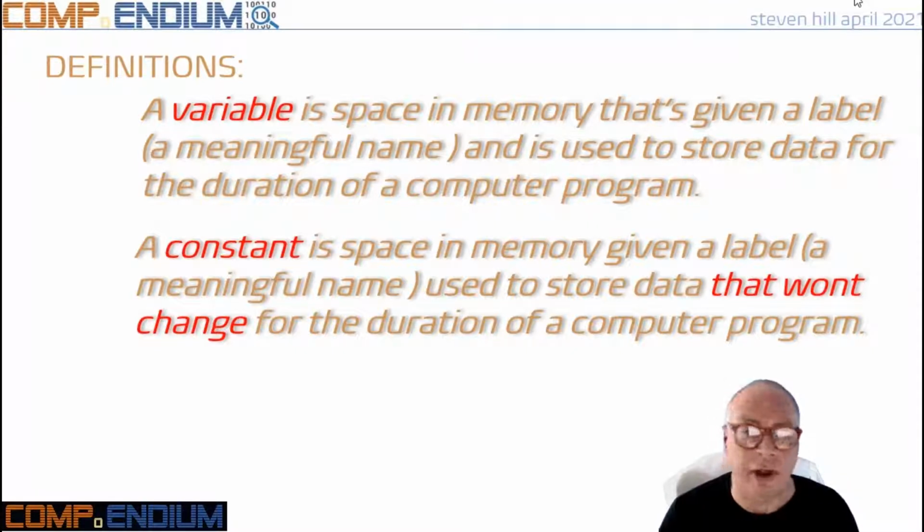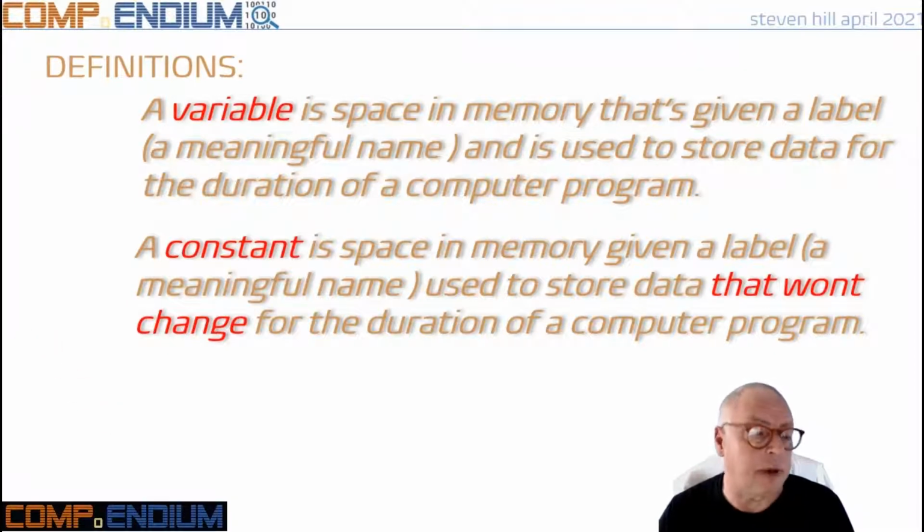So back to the definitions then. Basically, very similar definition for a variable and a constant. We said that a variable is an allocated space in memory that's given a label, in other words, a meaningful name, and it's used to store data for the duration of a program. A constant is exactly the same, except that we call data that we don't want to change a constant. So a constant is space in memory, just like a variable, has a meaningful label or name, but it's used to store data for the duration of the program which is not intended to change.